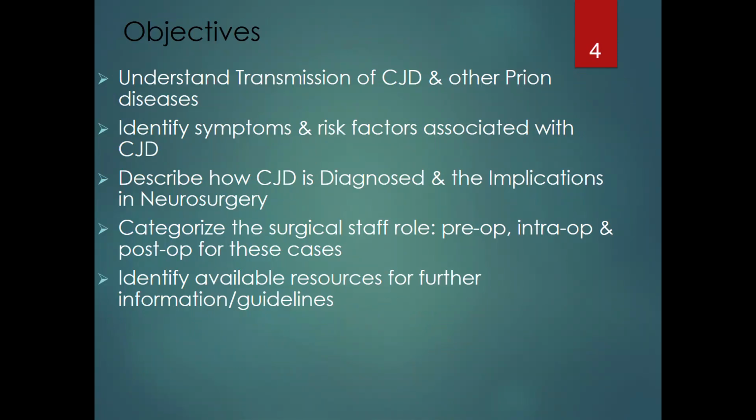This presentation will provide you with a detailed understanding of the transmission of Creutzfeldt-Jakob disease and other prion diseases. You will also learn to identify the symptoms and risk factors associated with CJD and understand how it is diagnosed and the implications in neurosurgery. In addition, it will help you categorize the surgical staff role in CJD cases, including the pre-op, intra-op, and post-op stages. Finally, you will learn about the available resources for further information and guidelines on managing CJD and other prion diseases.